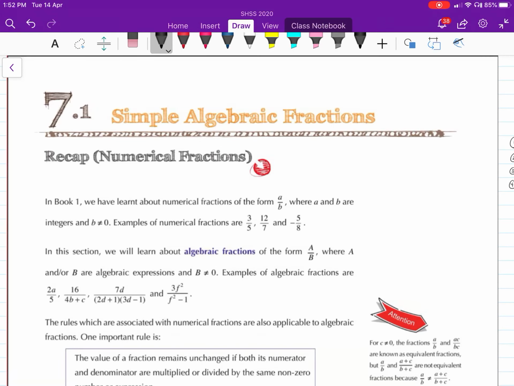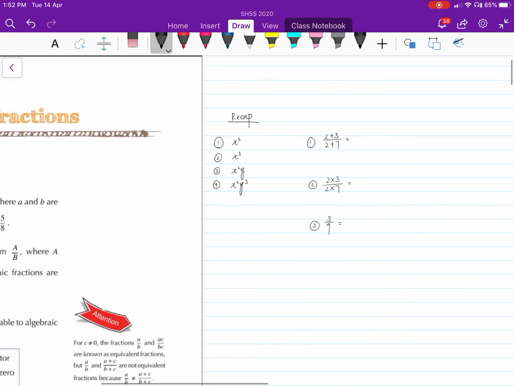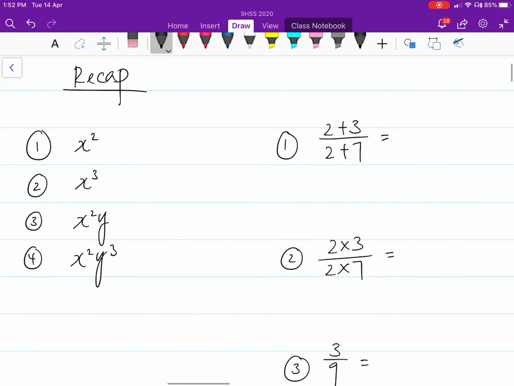Okay, 2NA, today we are doing chapter 7.1, Simple Algebraic Fractions, textbook page 145. So you need to go to your textbook page 145 for this. Now, before we continue with this chapter, I want to do a very simple recap on our basic algebra.